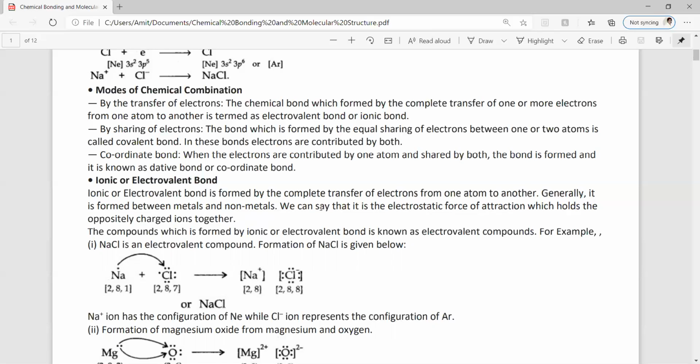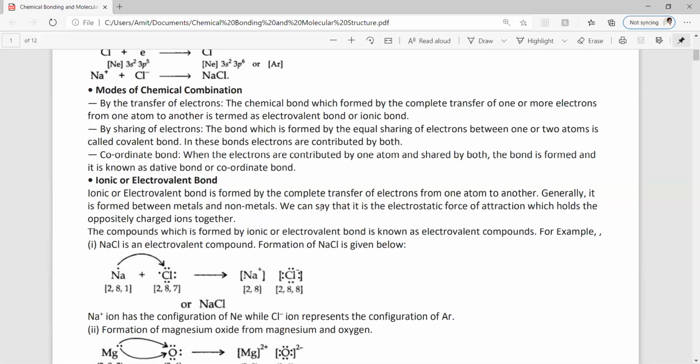The first one is ionic or electrovalent bond. Ionic or electrovalent bond is formed by the complete transfer of electrons from one atom to another. Generally, it is formed between metals and non-metals. We can say that it is the electrostatic force of attraction which holds the oppositely charged ions together.